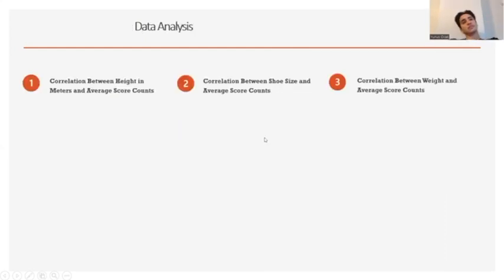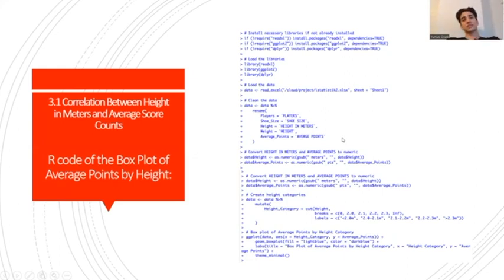In data analysis, we make three different analyses. Separately, we look at the correlation between height in meters and average score counts. Secondly, we look for the correlation between shoe size and average score counts. Thirdly, we look for the correlation between weight and the average score counts. So let's get started with our first correlation between height in meters and average score counts.